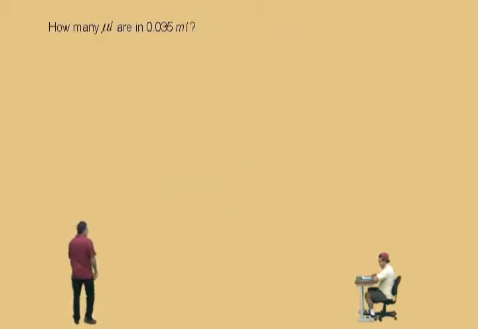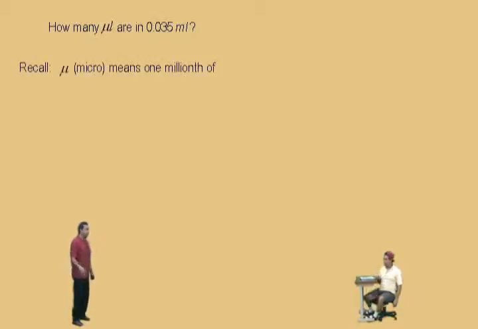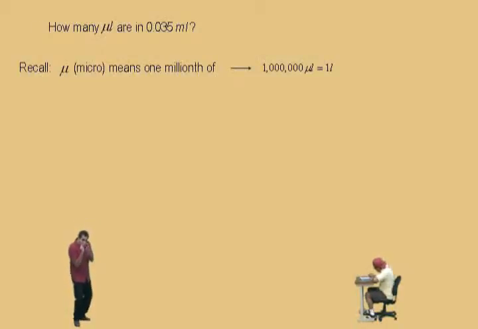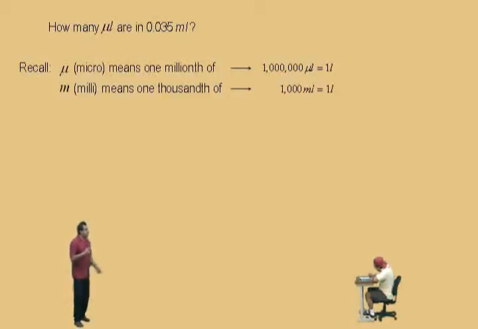Okay, let's do another one. How many microliters are in 0.035 milliliters? Ooh, don't get scared. Now recall, micro means 1 millionth of. So therefore, there are 1 million microliters in 1 liter. Also recall that milli means 1,000th of. And so therefore, Charlie, pay attention, there are 1,000 milliliters in 1 liter. So we're going to need those facts to do this problem.